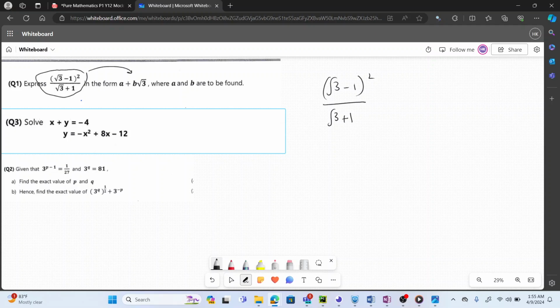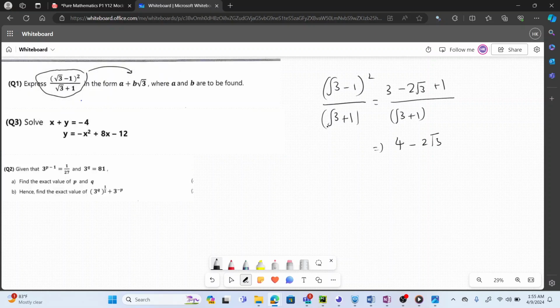so that means I've removed the square root sign. So what I'm going to do is expand the numerator. We will have root 3 squared, that means 3, minus 2 root 3, plus 1, divided by root 3 plus 1, right? So then if you simplify this a bit more, it will be 4 minus 2 root 3 divided by root 3 plus 1, right?